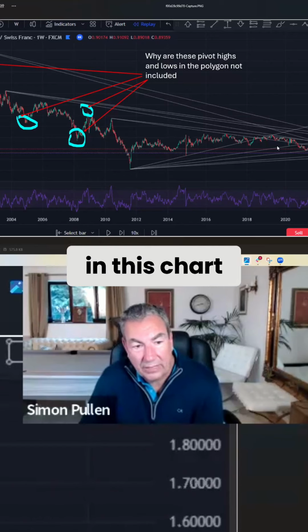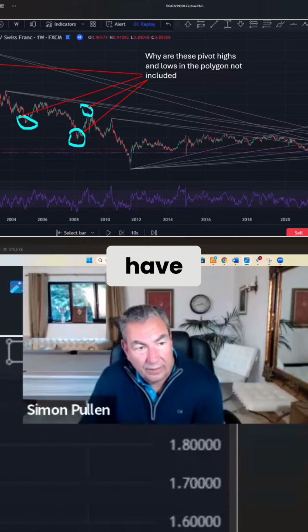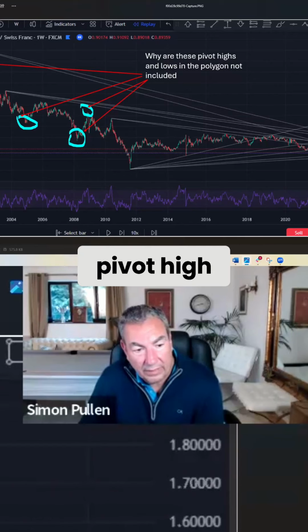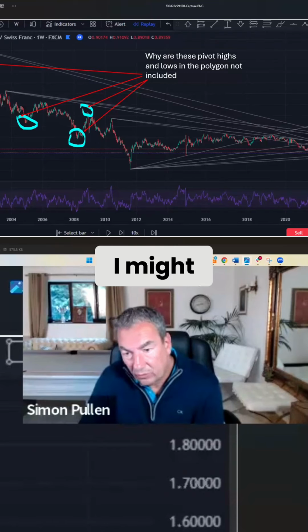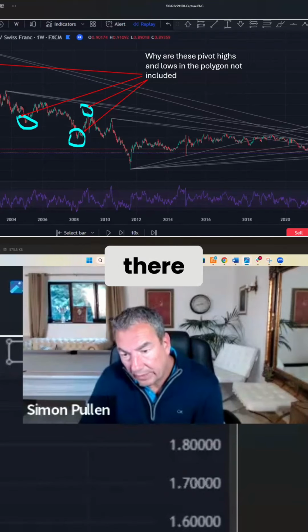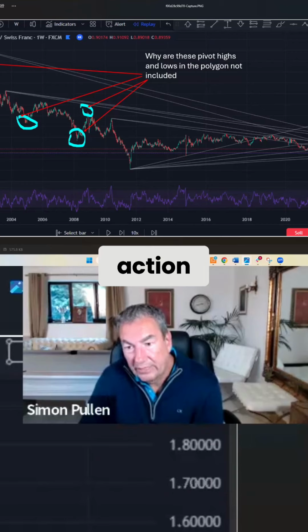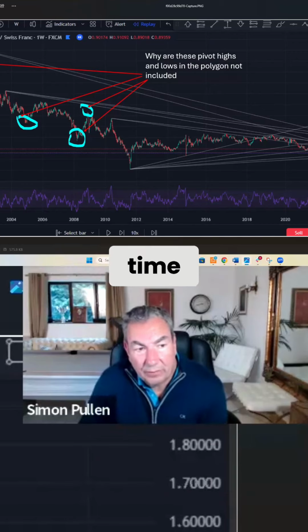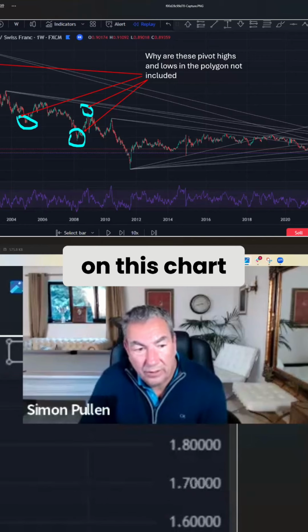So in this chart here, I might only have lines off this one pivot high. That would be likely. I might pull all the way forward on this one and pull some lines off that one there, because that's the most recent price action, and it is a fairly significant pivot high. But certainly looking back in time, that's probably the only one I'd be using on this chart there.